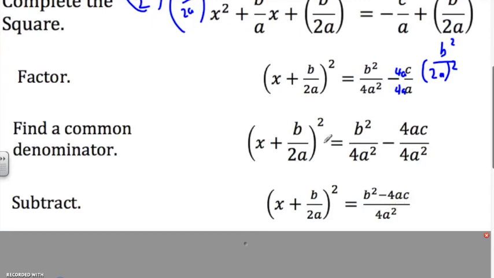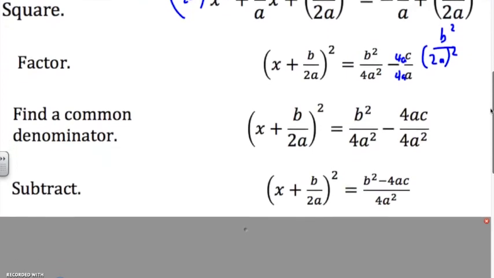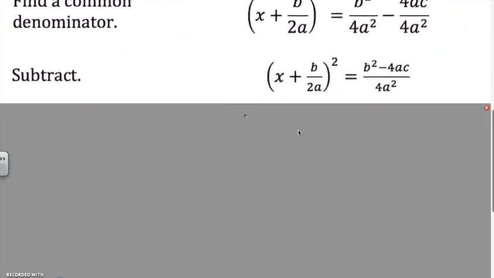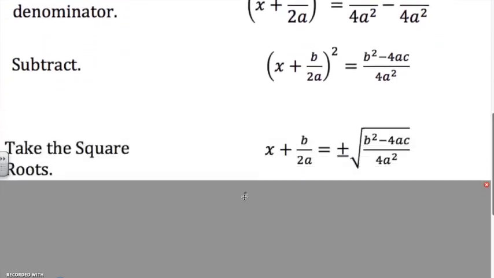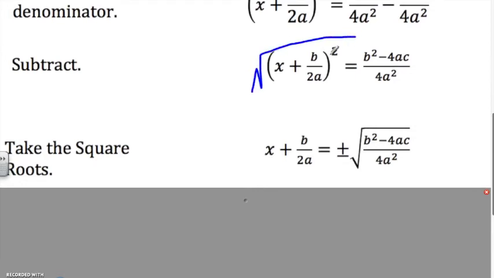Now, we're going to have to recall our skills from solving by taking the square root. We are going to need to take the square root of both sides of this equation. Remember, when we take the square root of something squared, they cancel each other out. So we're just left with x plus b over 2a on the left. Now on the right, remember, when we take the square root, we have to take the plus and the minus, the positive square root and the negative square root. So I put the whole thing under the square root: b squared minus 4ac over 4a squared.